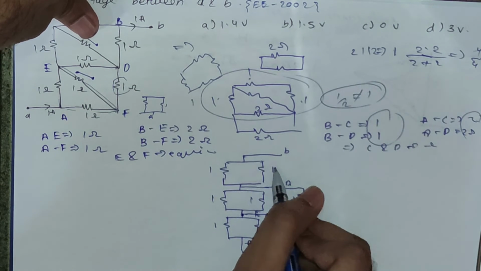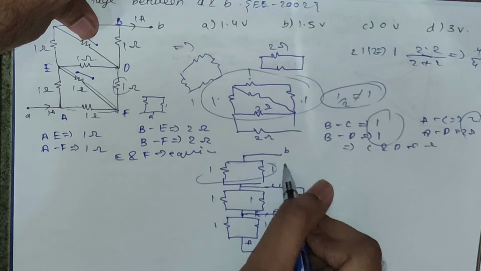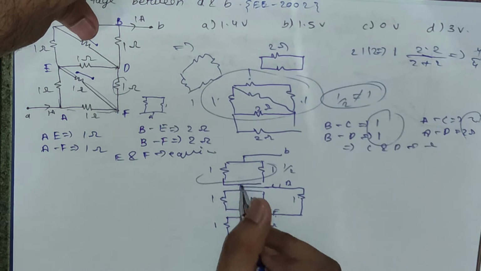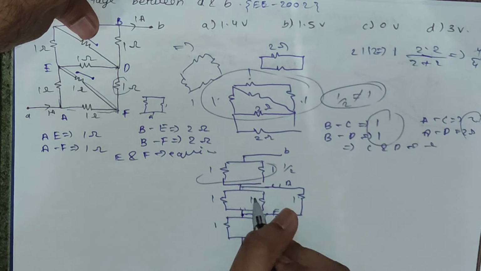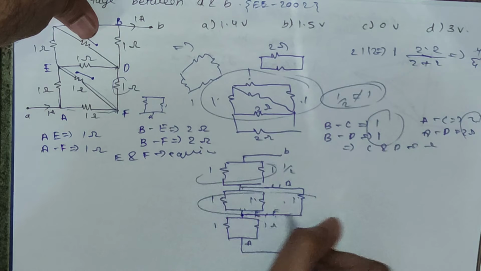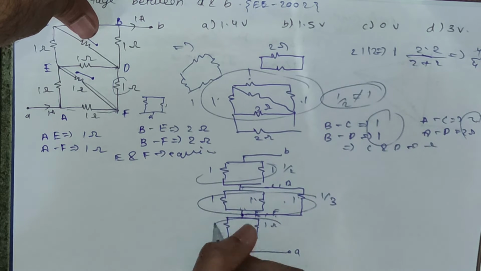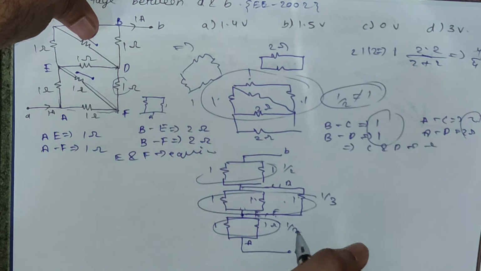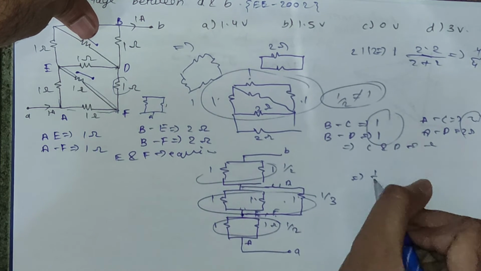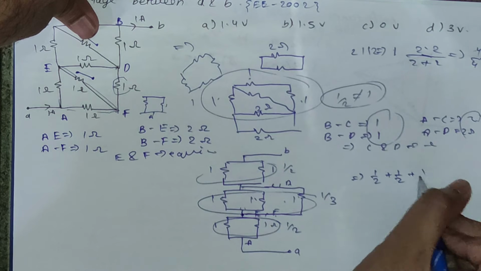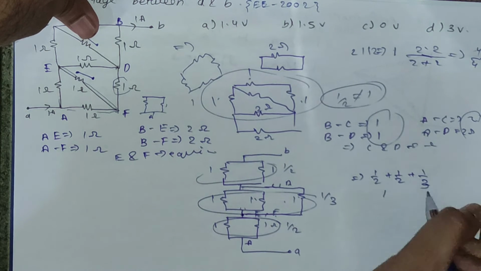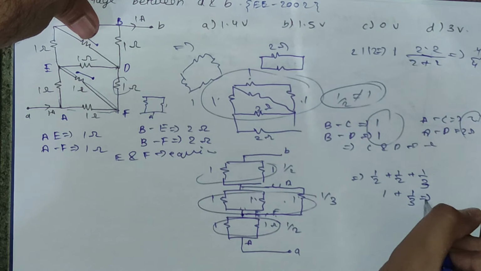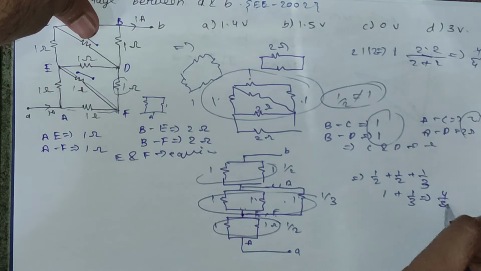Now we can see these two resistances are parallel, so the equivalent resistance will be 1 by 2. These three resistances are parallel, as you can see both the ends are the same, so 1 ohm parallel with 1 ohm parallel with 1 ohm will be 1 by 3. Similarly for this it will be 1 by 2. So you can see we have three resistances in series now, 1 by 2 plus 1 by 2 plus 1 by 3. So 1 plus 1 by 3, we get the resistance as 3 plus 1, which is nothing but 4 by 3 ohm.